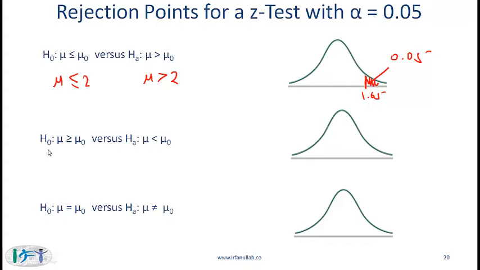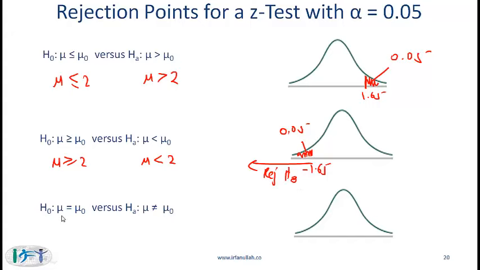The other situation is where mu is greater than or equal to mu naught for your null, and again, just to put numbers, we can say mu greater than or equal to 2 versus alternate where mu is less than 2. Here you will have to look at the left tail. The area over here is 0.05 and the critical value is minus 1.65. So this now is the rejection region, and to the right you fail to reject the null hypothesis.